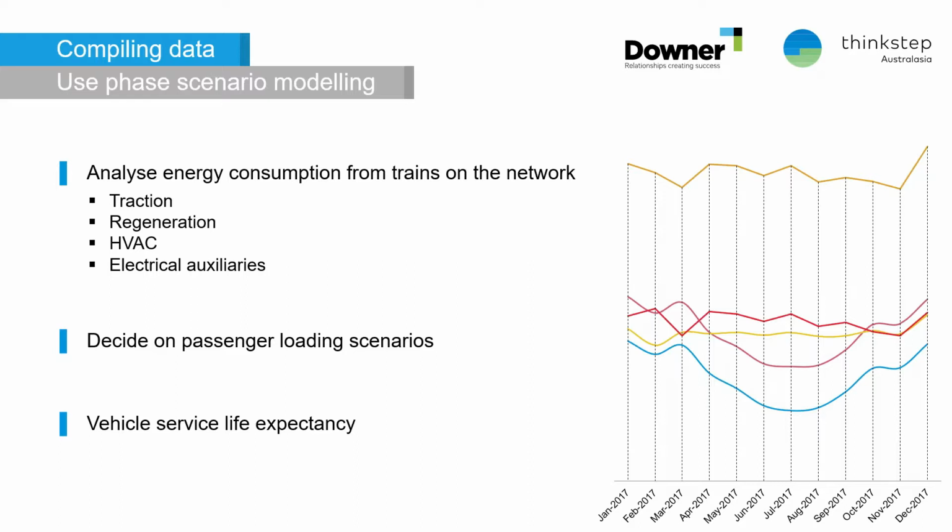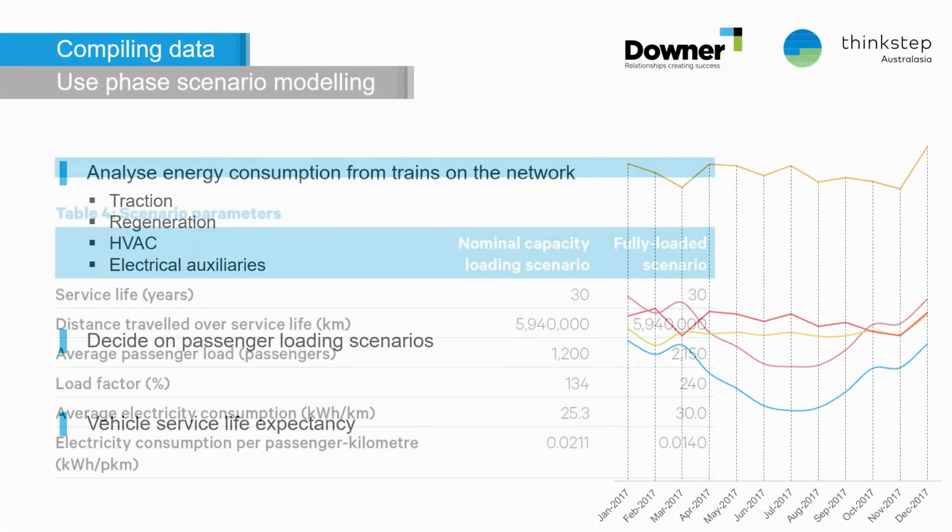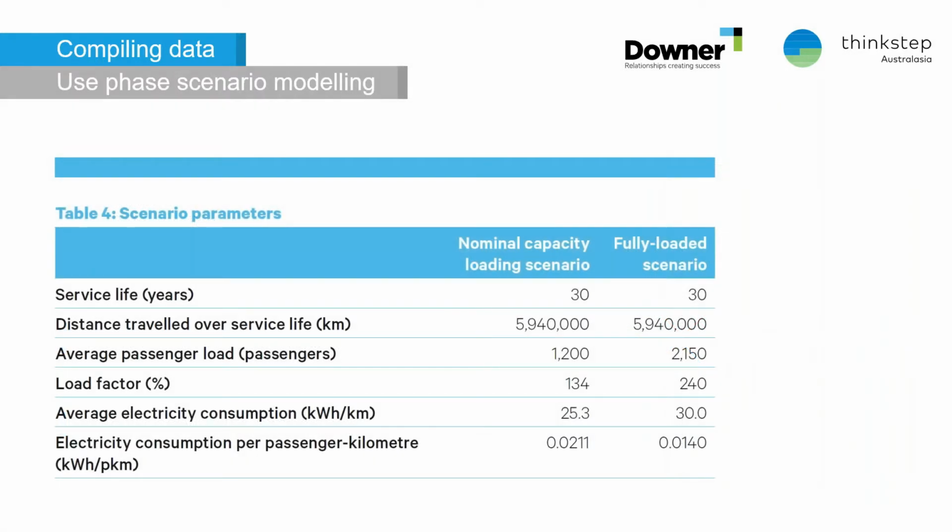So you can see, as Elise mentioned before, we've got 2 scenarios. We've got the nominal capacity and we've got the fully loaded scenario to give you an idea of how the train performs in each case. And what you can see is in both cases, we've got a 30-year service life. In both cases, we're traveling the same distance, but the key difference is that the average passengers per train is obviously quite a lot different. And so 2150 is basically the capacity of the train. So if we're operating in that full load scenario, what does that mean?